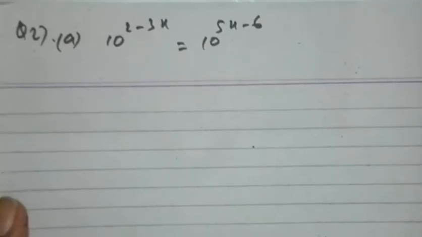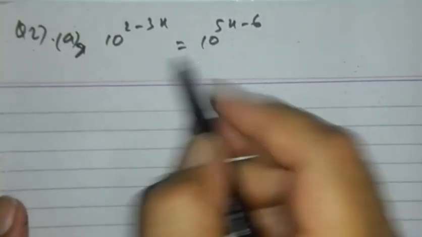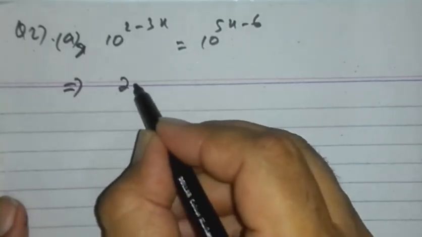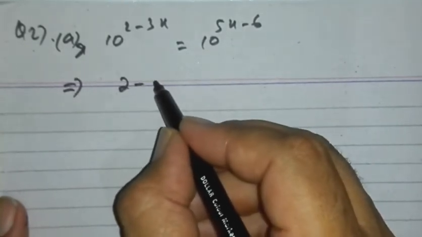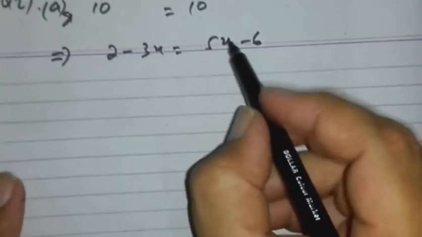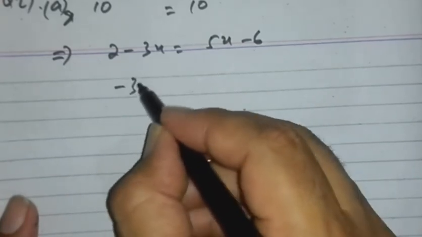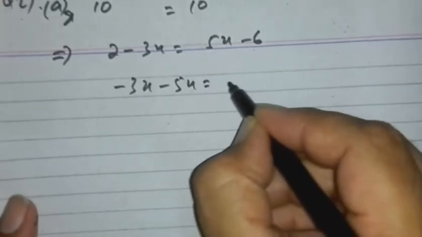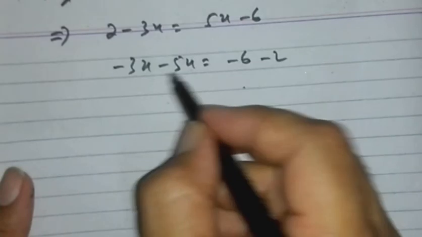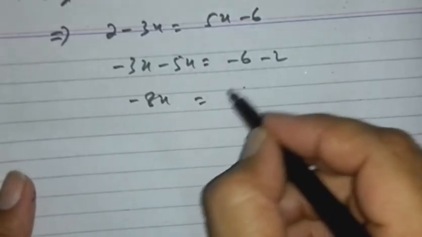Now look at question number 2, part A solution. Here the bases are the same, 10 and 10 is equal, which implies that the exponents are equal. So we can write 2 minus 3x equals 5x minus 6. Now shift this 5x to the left side and 2 to the right side. We get minus 3x minus 5x equals minus 6 minus 2. Minus 3 minus 5 we get minus 8x, and here minus 8.